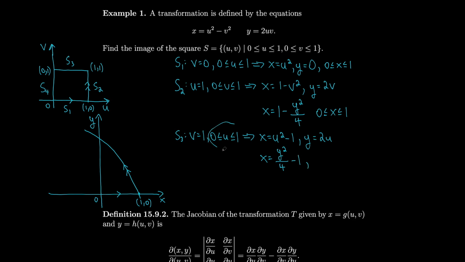This time, if we plug in 0 and 1 for u in order to see what x goes to, it looks like x goes from minus 1 all the way up to 0. There's no way that x could get up to 1. So that means that it's the parabola y squared over 4 minus 1, but from minus 1 to 0. So that looks something like this. And over here is minus 1, 0. So that's for S3.